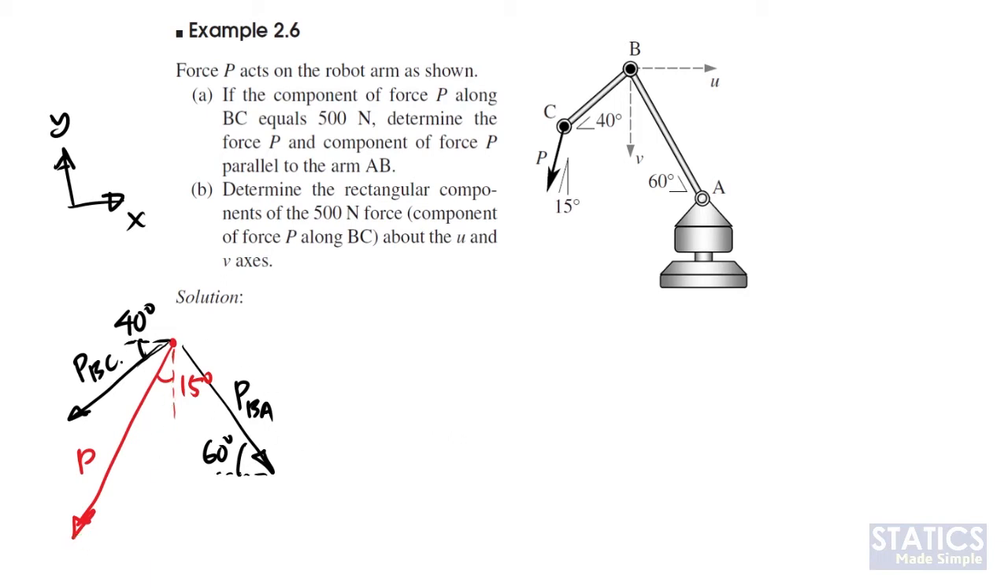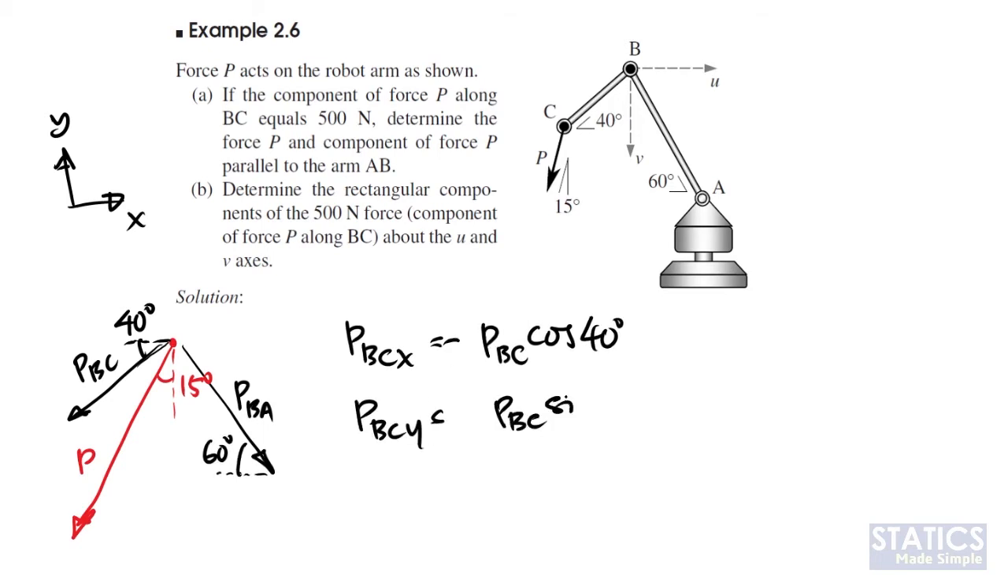Now we move on to force PBC. So component of PBC along x is equal to PBC cos 40 degrees, minus, while PBC along y is equal to PBC sine 40 degrees, again minus. To prove it, I'll draw the component of PBC here. You can see this is your PBC along y and this is your PBC along x. Both of them will have a minus sign.